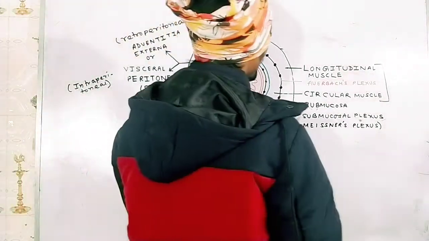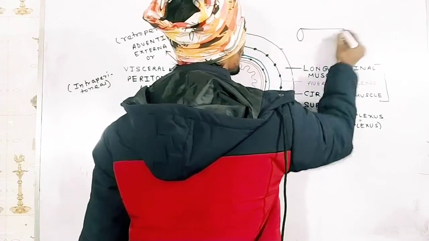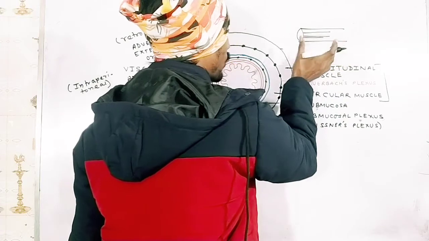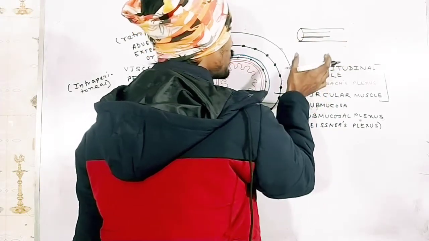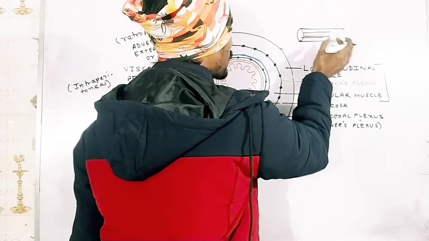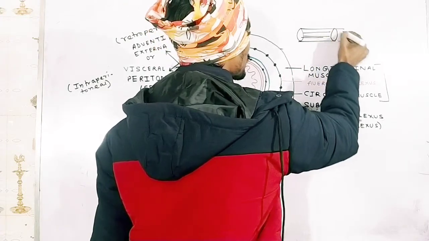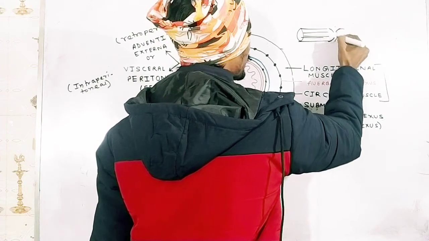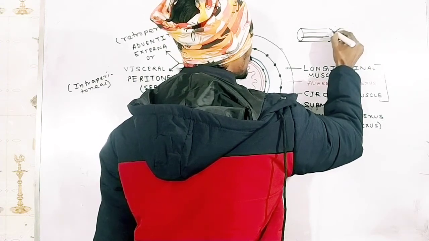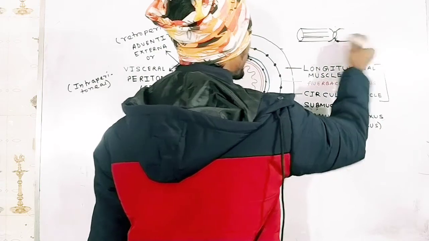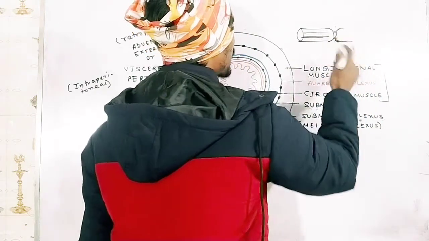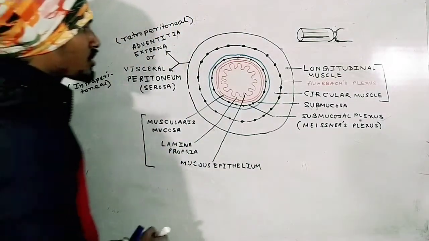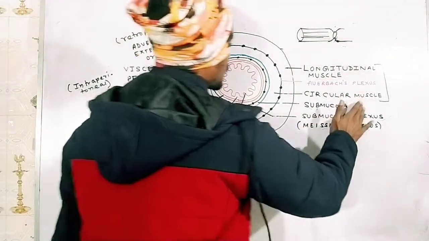Okay. So let us take a tube. Suppose these are the longitudinal muscles. Okay. So when the longitudinal muscles contract, it will shorten the path. But when the circular muscles contract, it will prevent the food from going backward, or you can say the diameter of the tube will be decreased. Okay. So this is the function of the circular muscle.